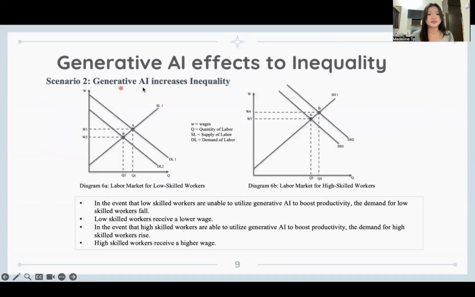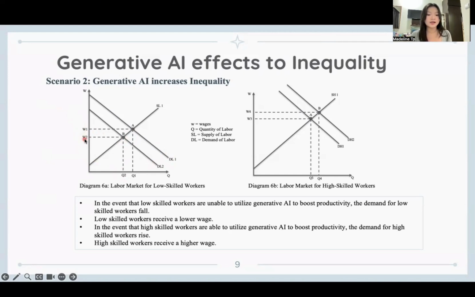Now, the second scenario is that generative AI increases inequality. In the event that low-skilled workers are unable to utilize generative AI to boost productivity, as shown in diagram 6A, the demand for low-skilled workers will fall from DL1 to DL2, as employers will most likely look for employees that are able to use AI. That's why DL1 shifts to DL2. The equilibrium point will move from point A to point B over here, and their quantity will decrease to Q2, and they will receive a lower wage, as W1 falls to W2.